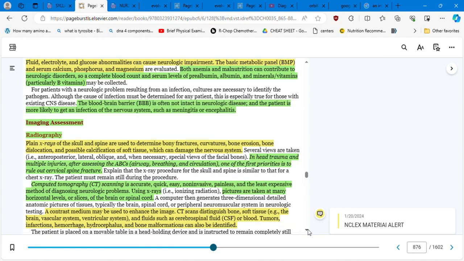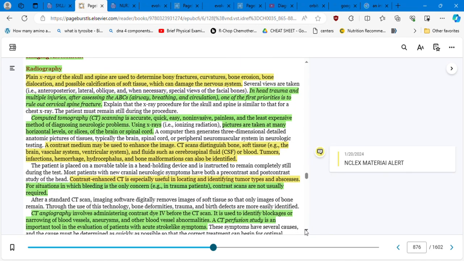Let's go to the imaging assessment. Under the umbrella of radiography, we have the plain x-rays of the skull and spine that are used to determine bony fractures, curvatures, bony erosion, bone dislocation, and possible calcifications of soft tissue, which can damage the nervous system. So if you see bony degenerations in the spine, this can compress the nerves and cause problems, right? In head trauma and multiple injuries, after assessing the ABCs, the airway, breathing, and circulation, one of the first priorities is to rule out cervical spine fracture, to determine any relationship with the cervical spine fracture.